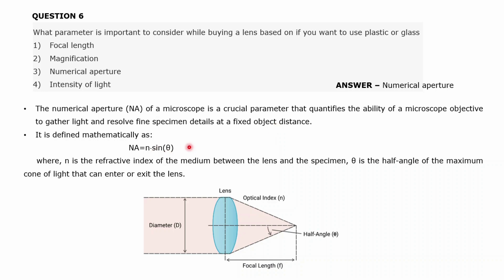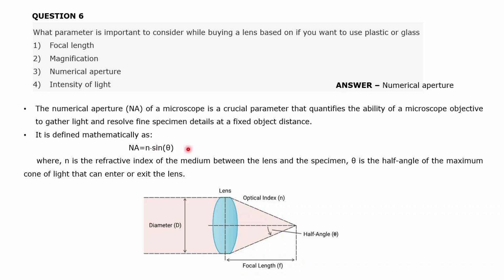So this is just a mathematical equation. Numerical aperture is equal to n sine theta. As I said, it depends on the refractive index of that particular medium between the lens and the specimen, right? The specimen is actually kept in either plastic or glass. So if you know the refractive index, then basically you can factor in that refractive index.